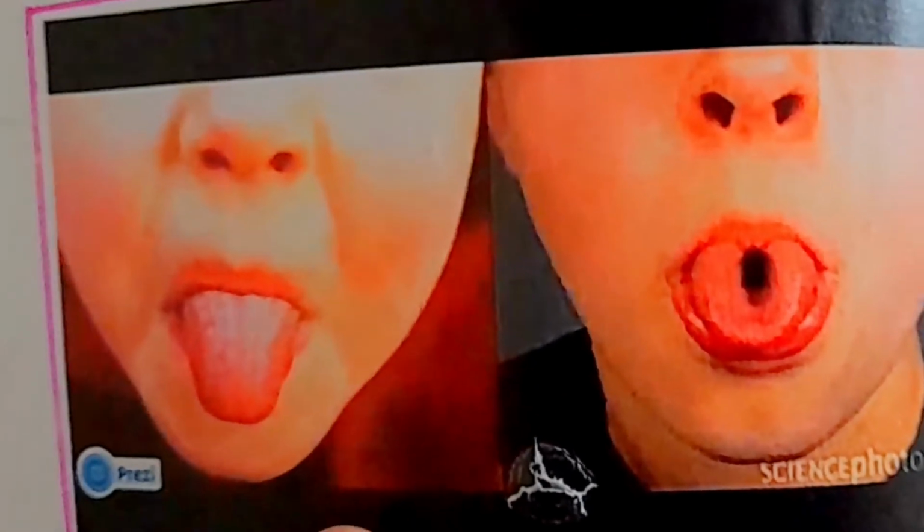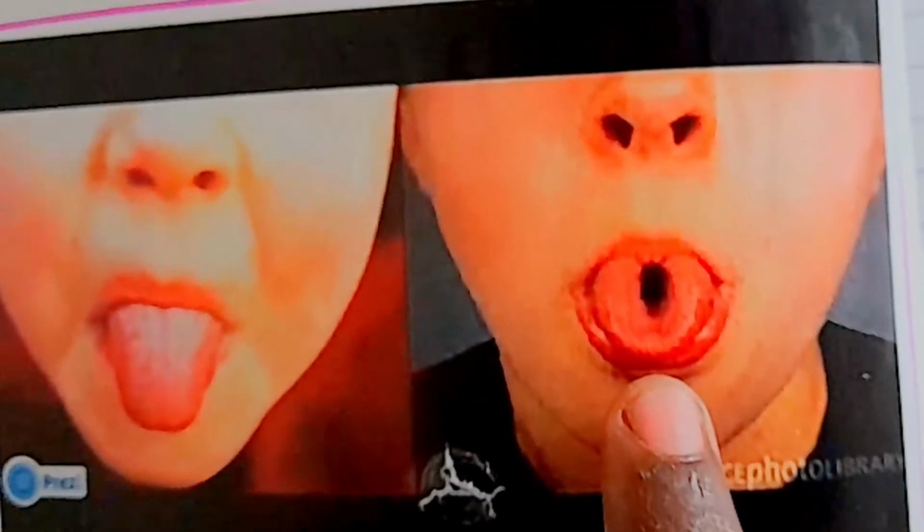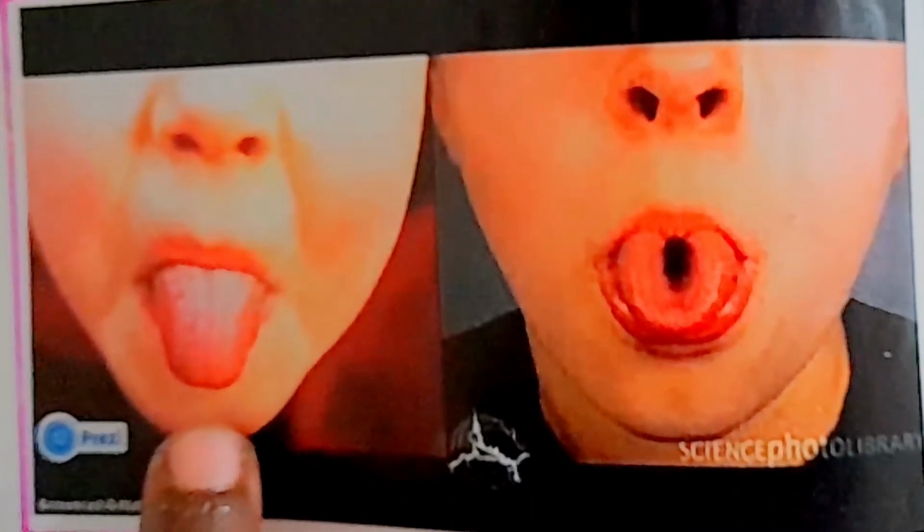Now the diagram of tongue rolling. This diagram shows the dominant genes. They are tongue rolling. These genes are recessive genes. They are non-tongue rolling.